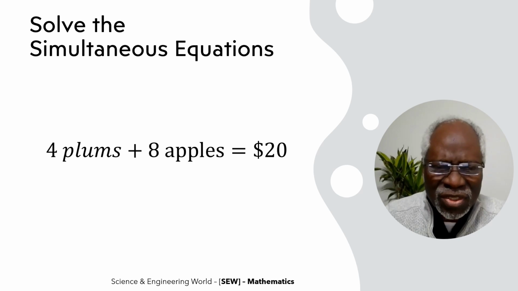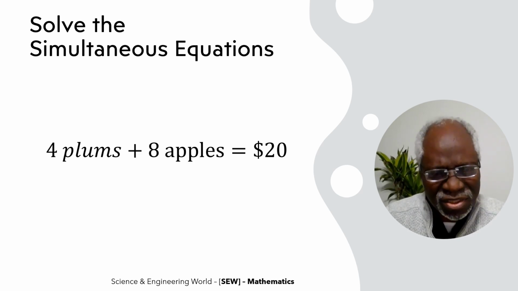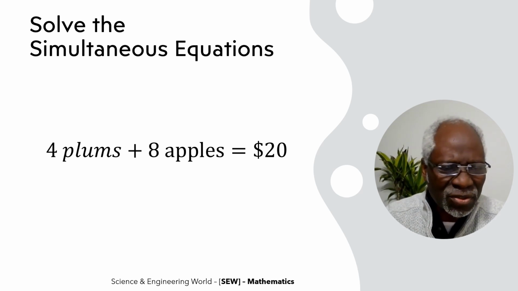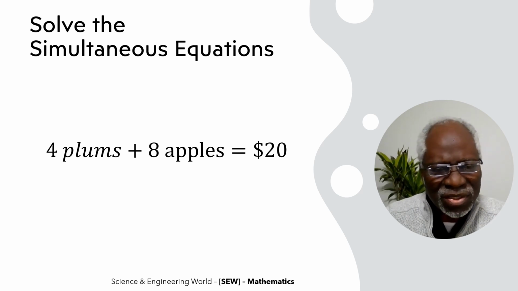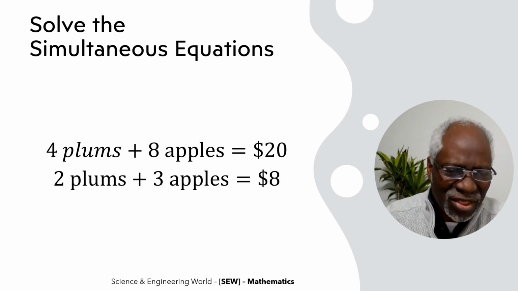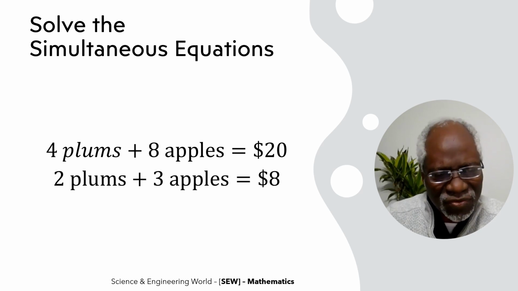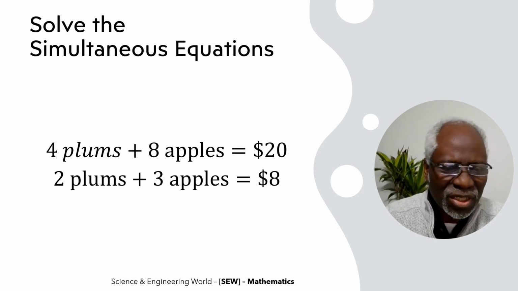For example, if 4 plums and 8 apples are costing $20, there's no way we can have the cost of an apple or the cost of a plum separately, because this is just one equation with two variables. So we need another equation like this with 2 plums and 5 apples equals to $8 to be able to solve this completely. With this, we can solve these two equations simultaneously. That is, solving them together side by side.